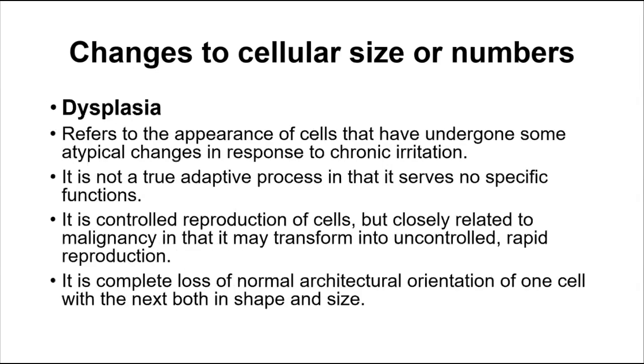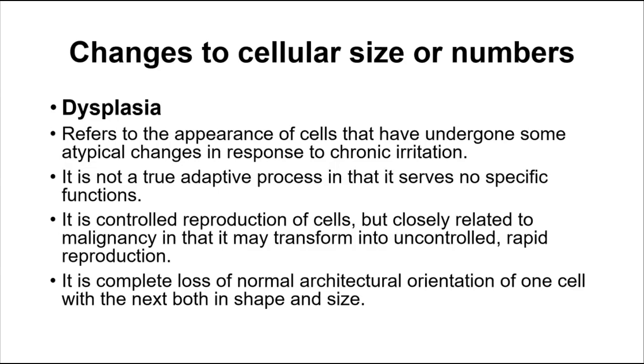Another cellular change in size or number is what they call dysplasia. What is dysplasia? Dysplasia refers to the appearance of cells that have undergone some atypical changes in response to chronic irritation. So the cells would tend to be not as normal because of the constant inflammation within the tissue. But actually, it is not a true adaptive change because it serves no specific function.